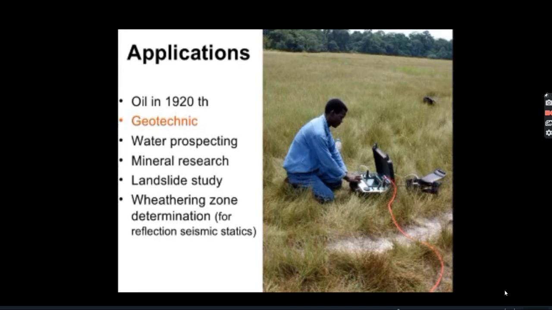Application. First is oil, applications in oil since the 1920s. Geotechnique, water prospecting, mineral research, landslide study, weathering zone determination for refraction seismic statics.